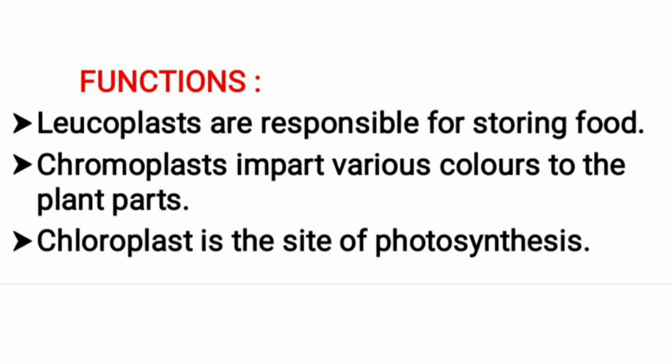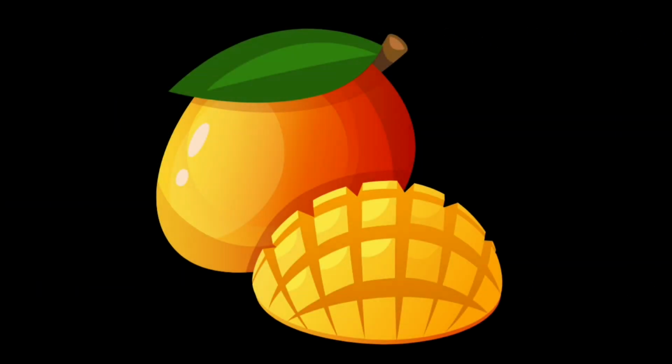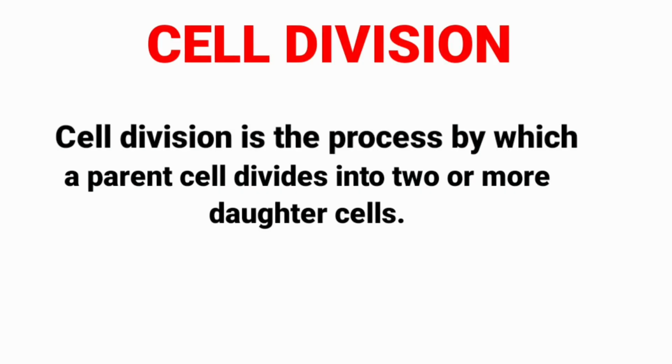Let's discuss more examples for plastids. The red color of tomato is because of the carotenoid pigment, whose concentration increases during the ripening process. The deep yellow color of mango is because of the beta carotenoid accumulation during the ripening.